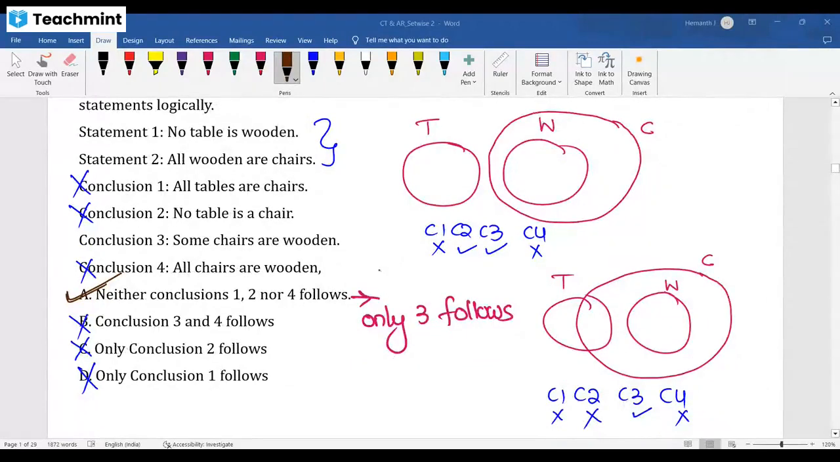Draw the diagram satisfying the statement. Here, first one failed, second one failed, fourth one failed. So first one wrong. I don't want first one in the answer, so D eliminated. Second one wrong, so C eliminated. Fourth one wrong. They said fourth one follows. Eliminated. Conclusion should be true in all diagrams. Which is true in all diagrams is third one. Third one true. So this is nothing but neither 1, 2 nor 4 follows. 1 to 4 are failed, they said. This means only 3 follows. Right. So see the next one.